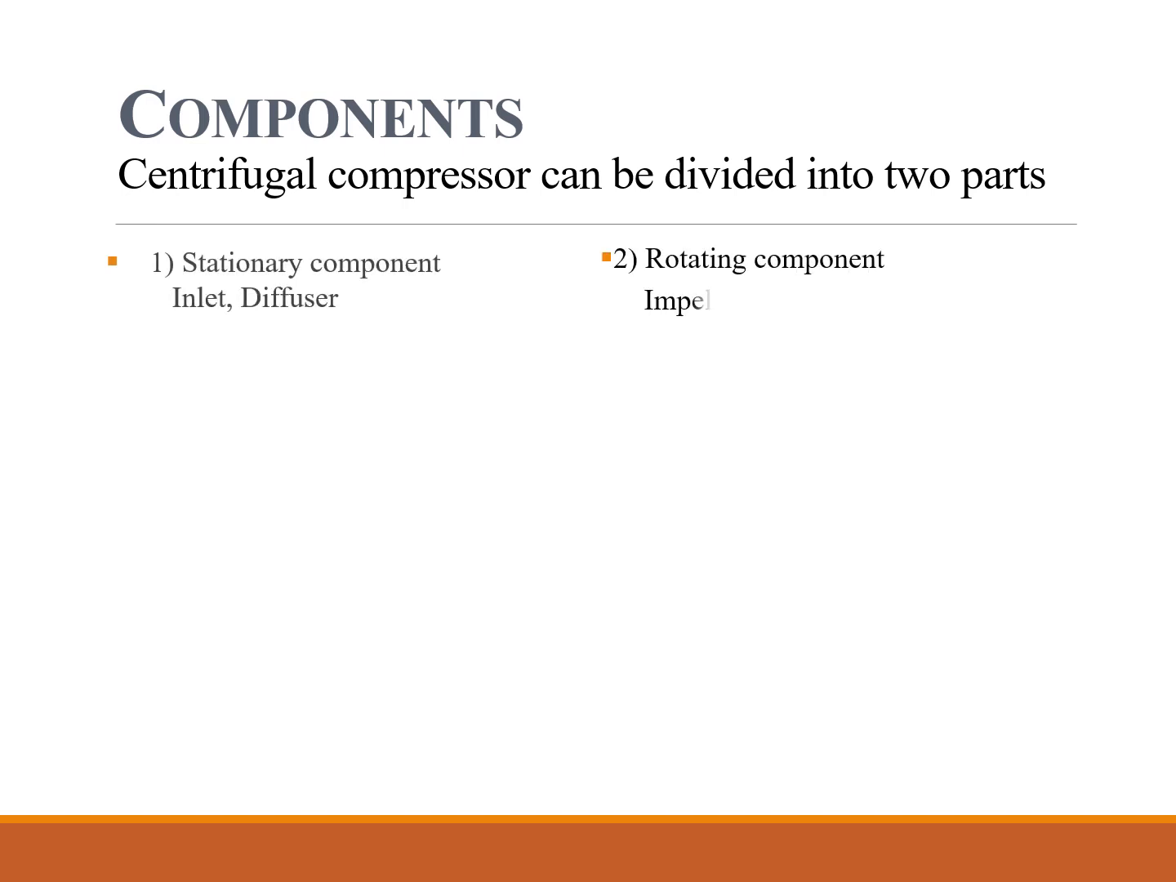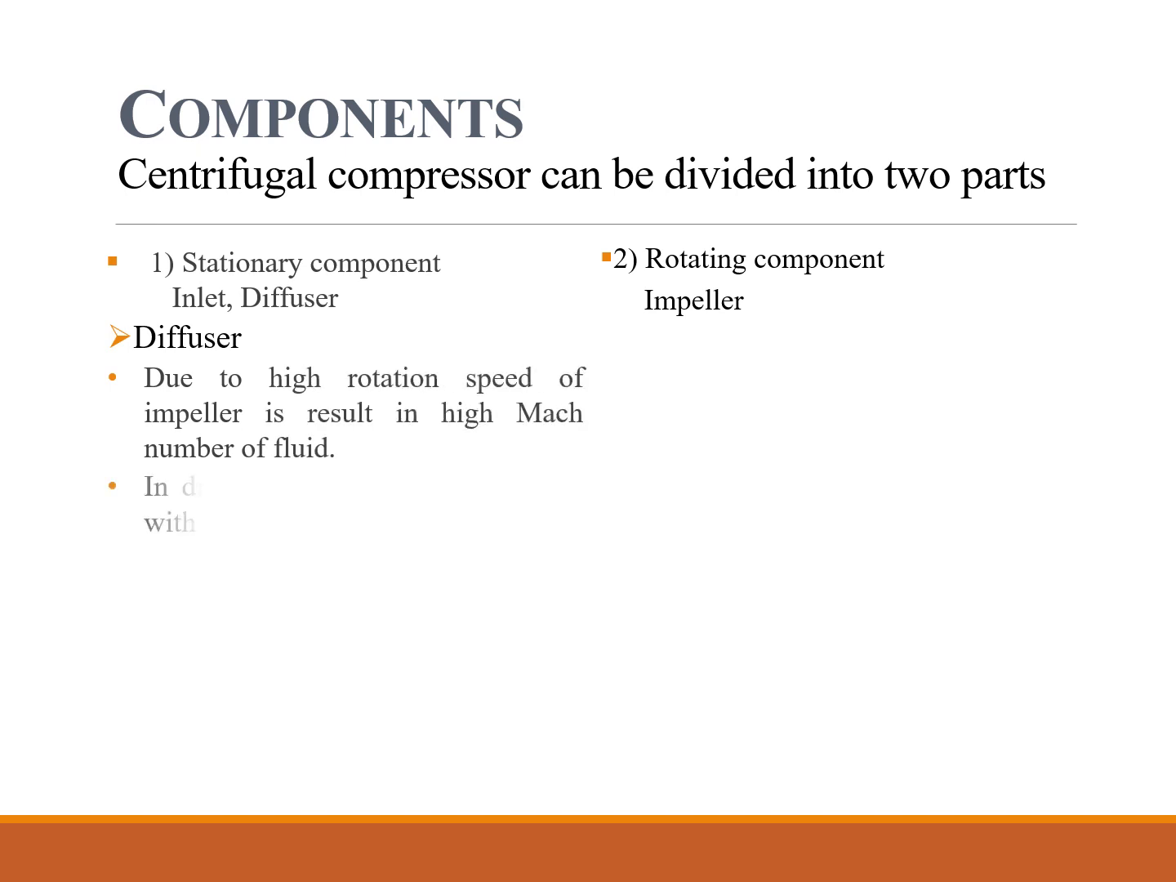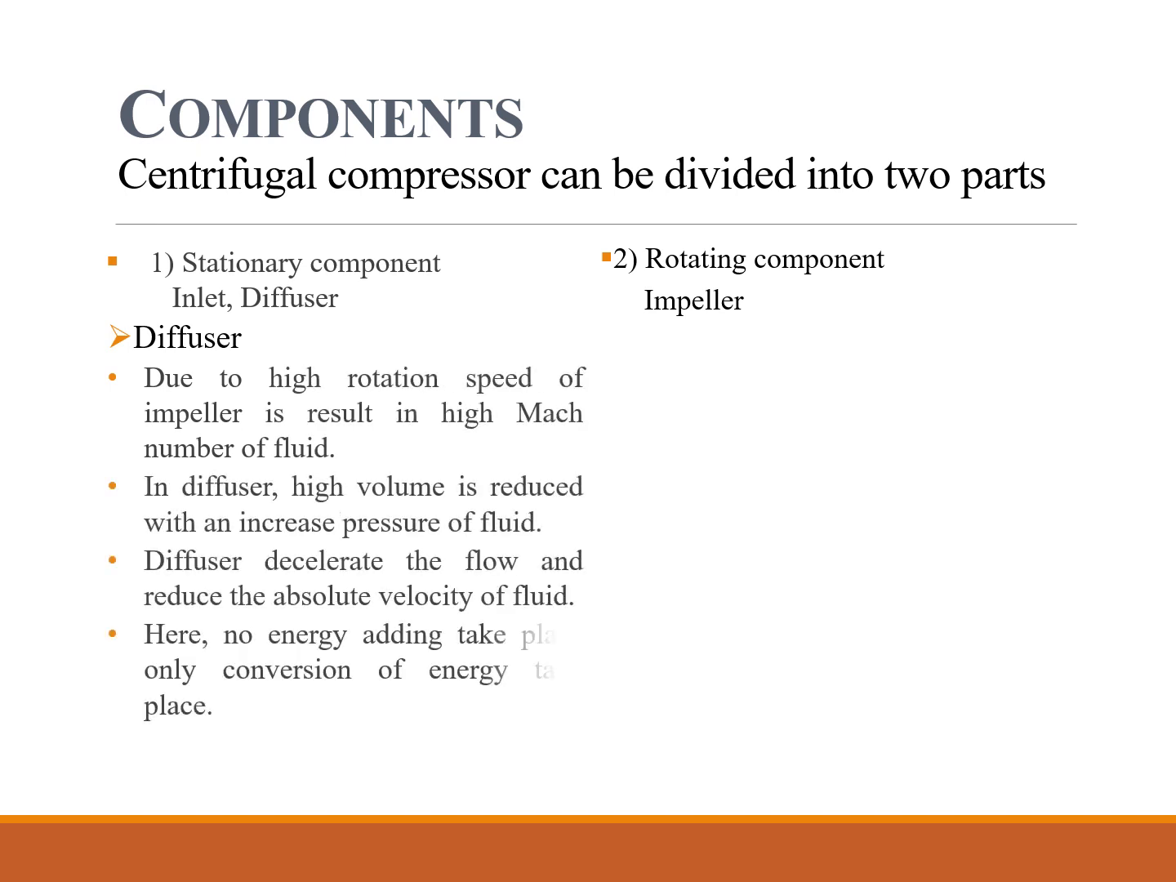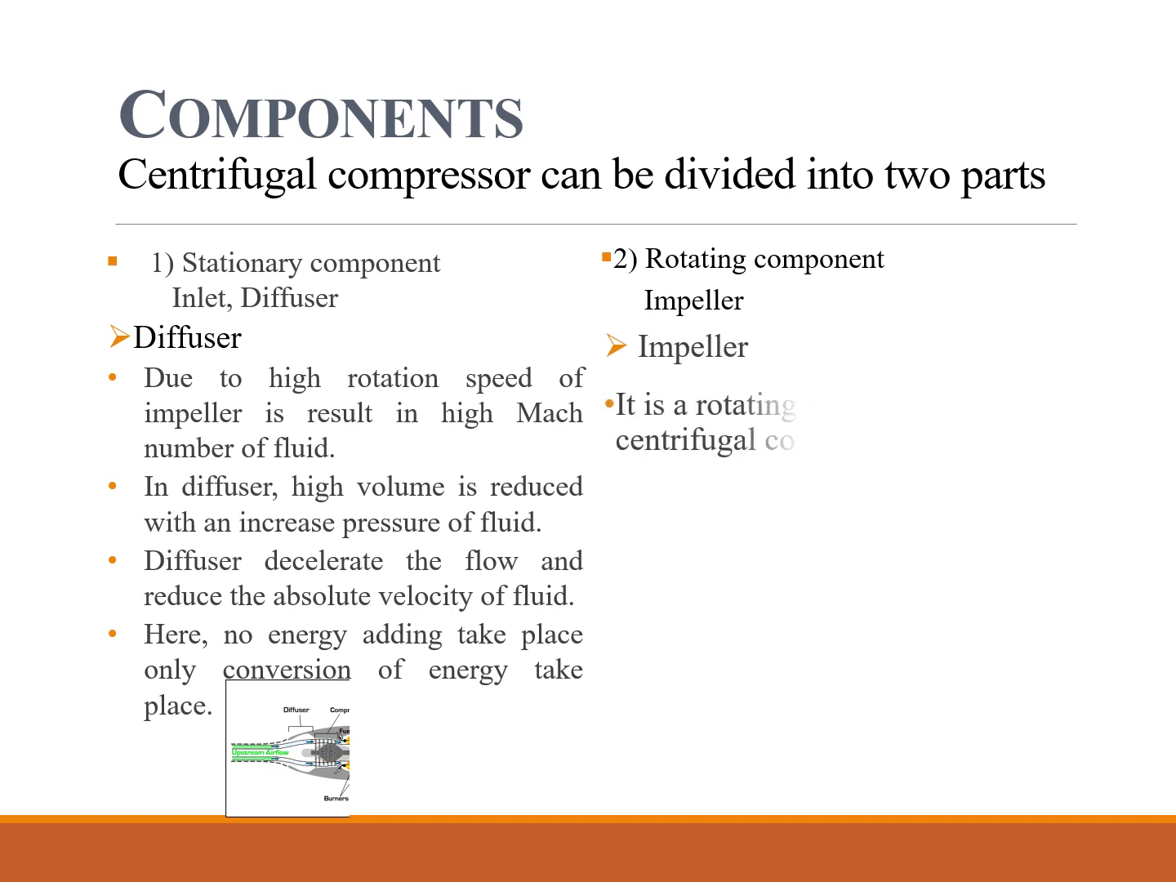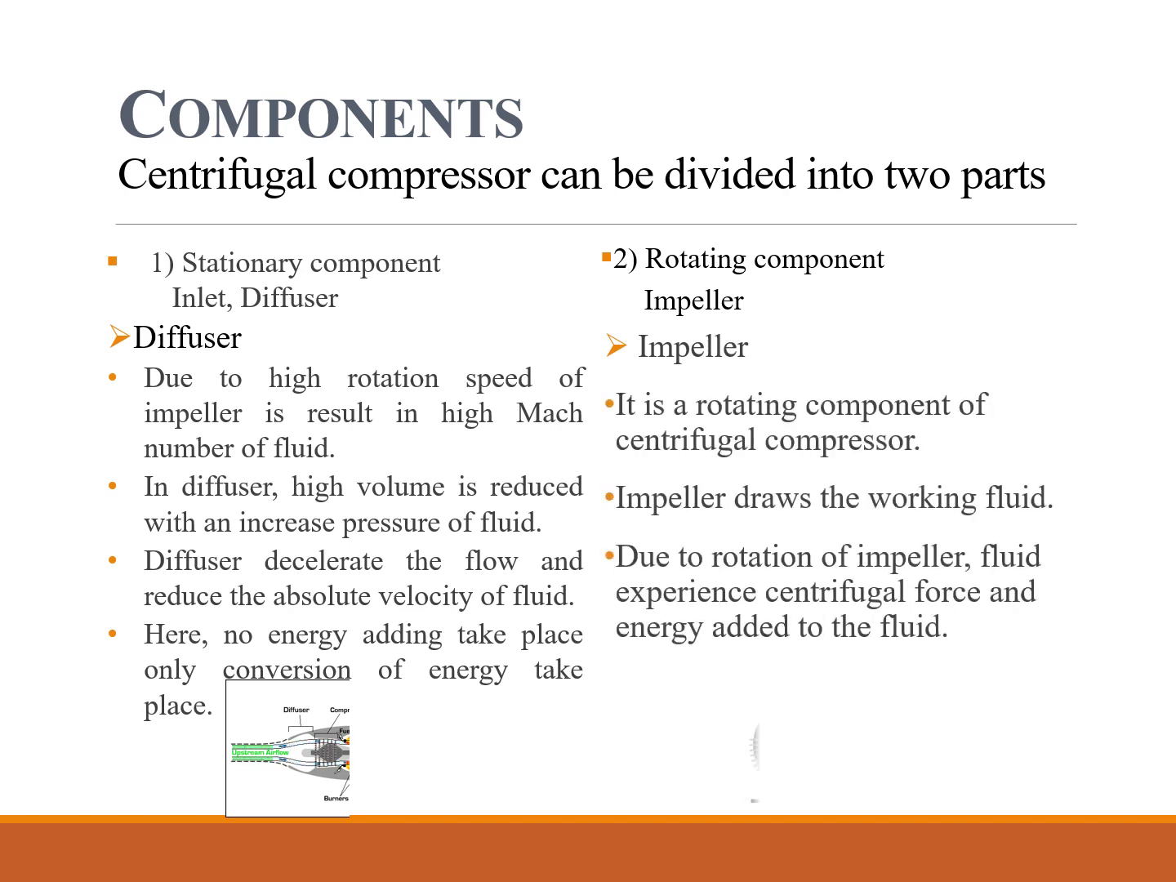Components of a centrifugal compressor can be divided into two parts. The first is a stationary component and the second is a rotating component. The first one is the diffuser, which is the stationary component. Due to the high rotation speed of the impeller, it results in a high Mach number of the fluid. In the diffuser, high velocity is reduced with an increase in pressure of the fluid. The diffuser decelerates the flow and reduces the absolute velocity of the fluid.